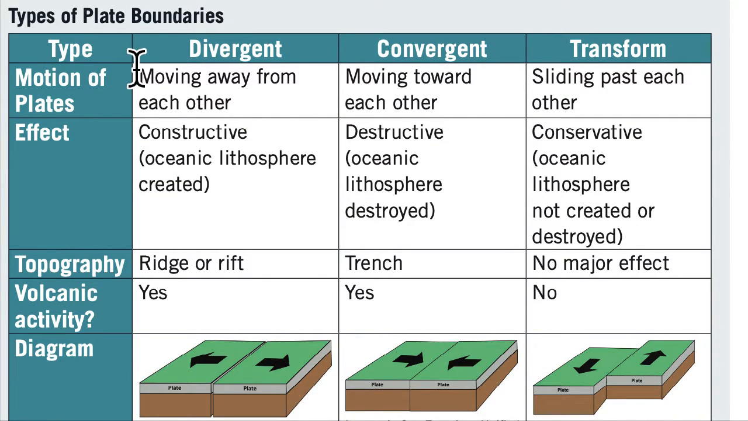Types of plate boundaries. Motion of plates. Divergent, moving away from each other. Convergent, moving towards each other. Transform, sliding past each other. Effect. Divergent, constructive, oceanic lithosphere is created. Convergent, destructive, oceanic lithosphere is destroyed. Transform, conservative, oceanic lithosphere not created or destroyed.